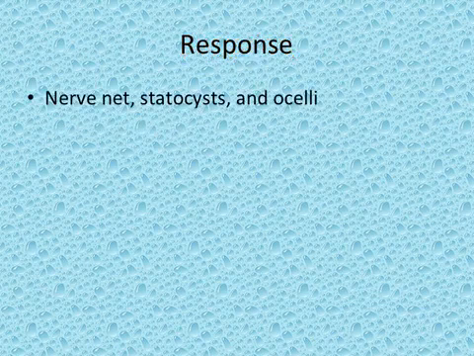Now on to response. Again, we talked about this earlier, so we're just going to briefly go through it. They have a nerve net, statocysts, and ocelli. So they have a way to interact with their environment and sense or detect what's going on in the environment.